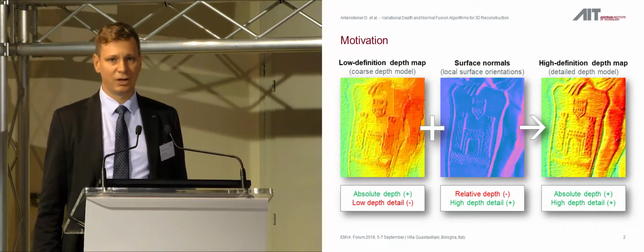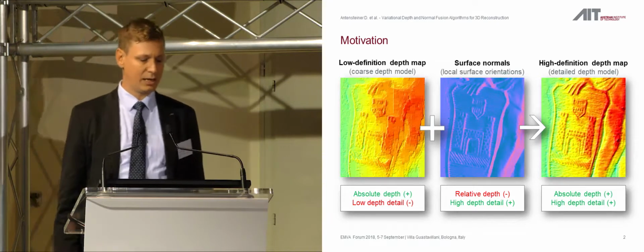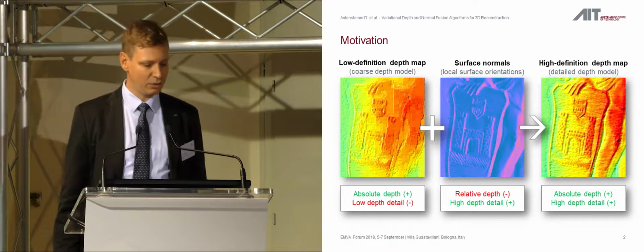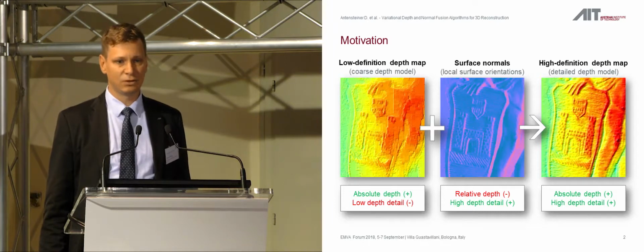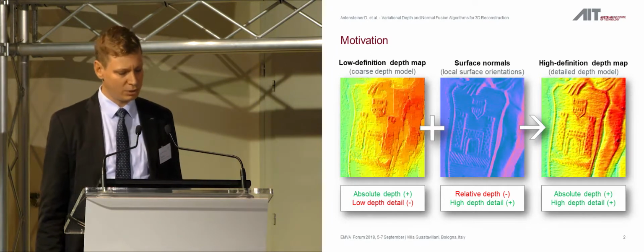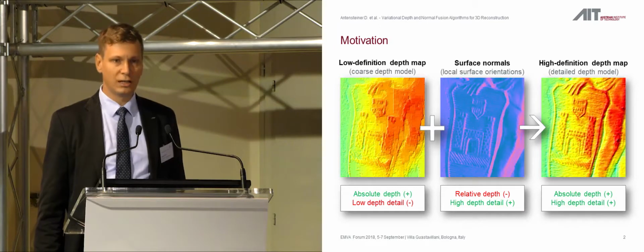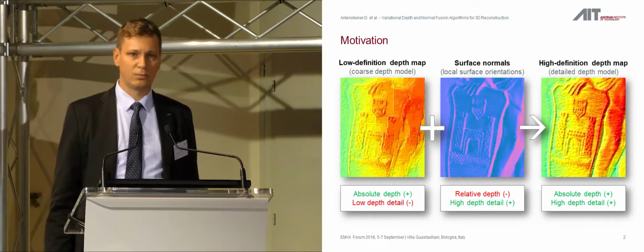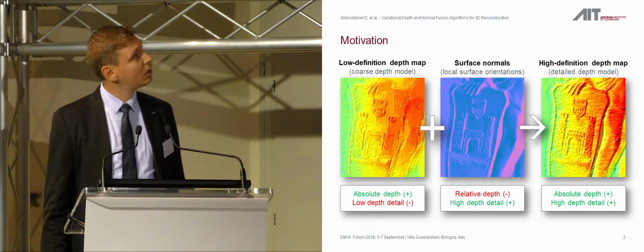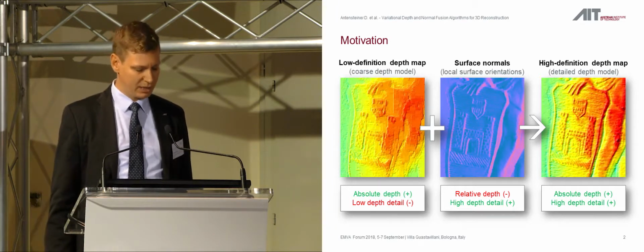With many methods we have heard about here at this forum, or know from the state of the art, we often obtain on one hand a coarse depth model by different means. In our case, it is light field, or in general multi-view stereo approaches. These are usually very good in the absolute sense, so you get good depth accuracy in absolute numbers, but they usually suffer from depth detail. So on the plus side, one can say you get good absolute depth but low depth detail.